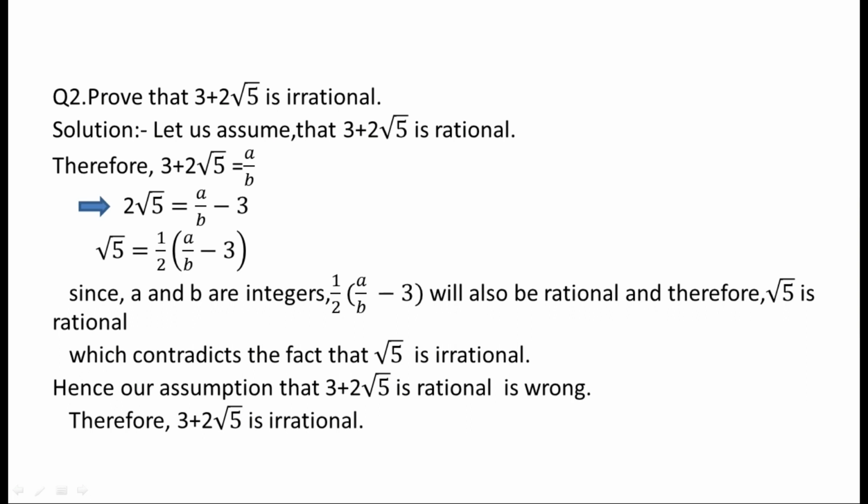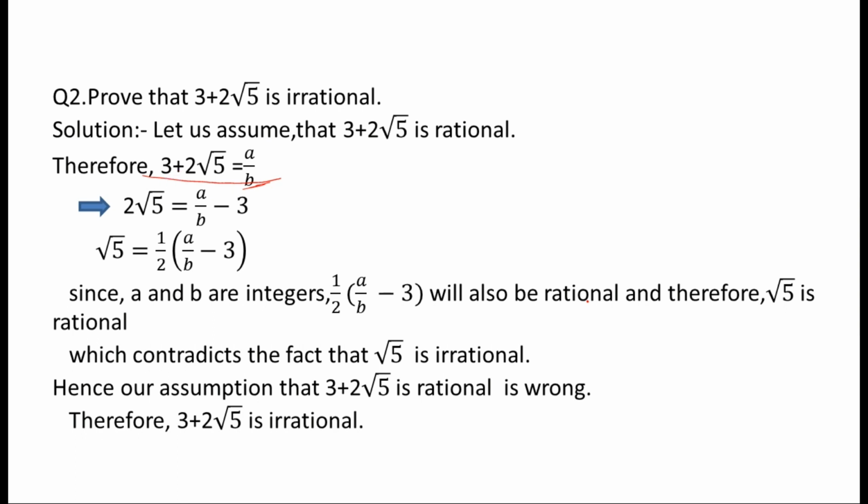Now, question number 2. Prove that 3 plus 2 root 5 is an irrational number. Let us assume that 3 plus 2 root 5 is a rational number. If it is a rational number, then obviously this term is equals to a by b.